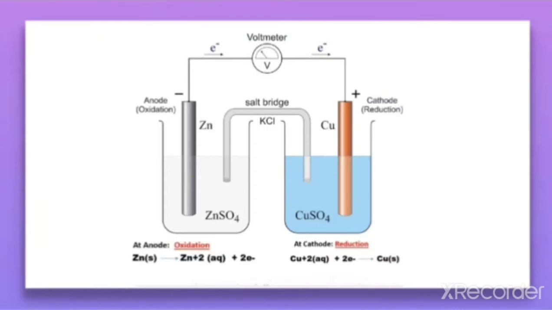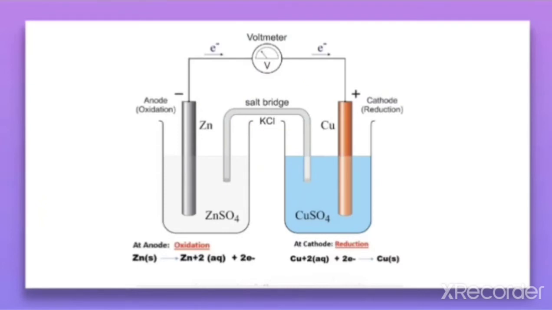The construction we have already discussed: the two electrodes, copper and zinc, are dipped in the electrolytes, zinc sulfate and copper sulfate, which are externally connected through a metallic wire with a voltmeter connected between them, and internally connected through a salt bridge which consists of a concentrated solution of KCl. Now let us discuss its working.